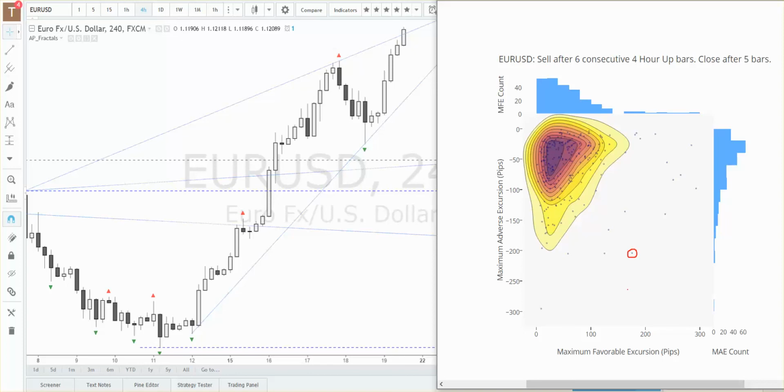So the nice part about this chart is it gives you an idea of what is normal and what is abnormal. Anything in this red area is normal. It's close to expectancy, right? So on average, you get maybe 50 pips against you and maybe 30 to 50 pips in your favor.